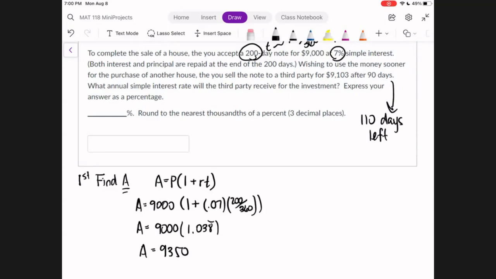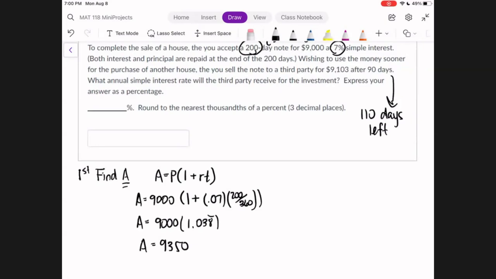I'm looking for the annual simple interest rate that the third party will receive for their investment. There are a few ways to do this, but you can think of it this way: I know that I have to get to this amount after you sold it. What's the principal that I have? Well, remember, what did the third party pay for it? They paid that. And what's my rate? I don't know. That's what I'm trying to find, so I'll leave R there. And what's my T? If there are 110 days left, then they're going to have 110 as their time.